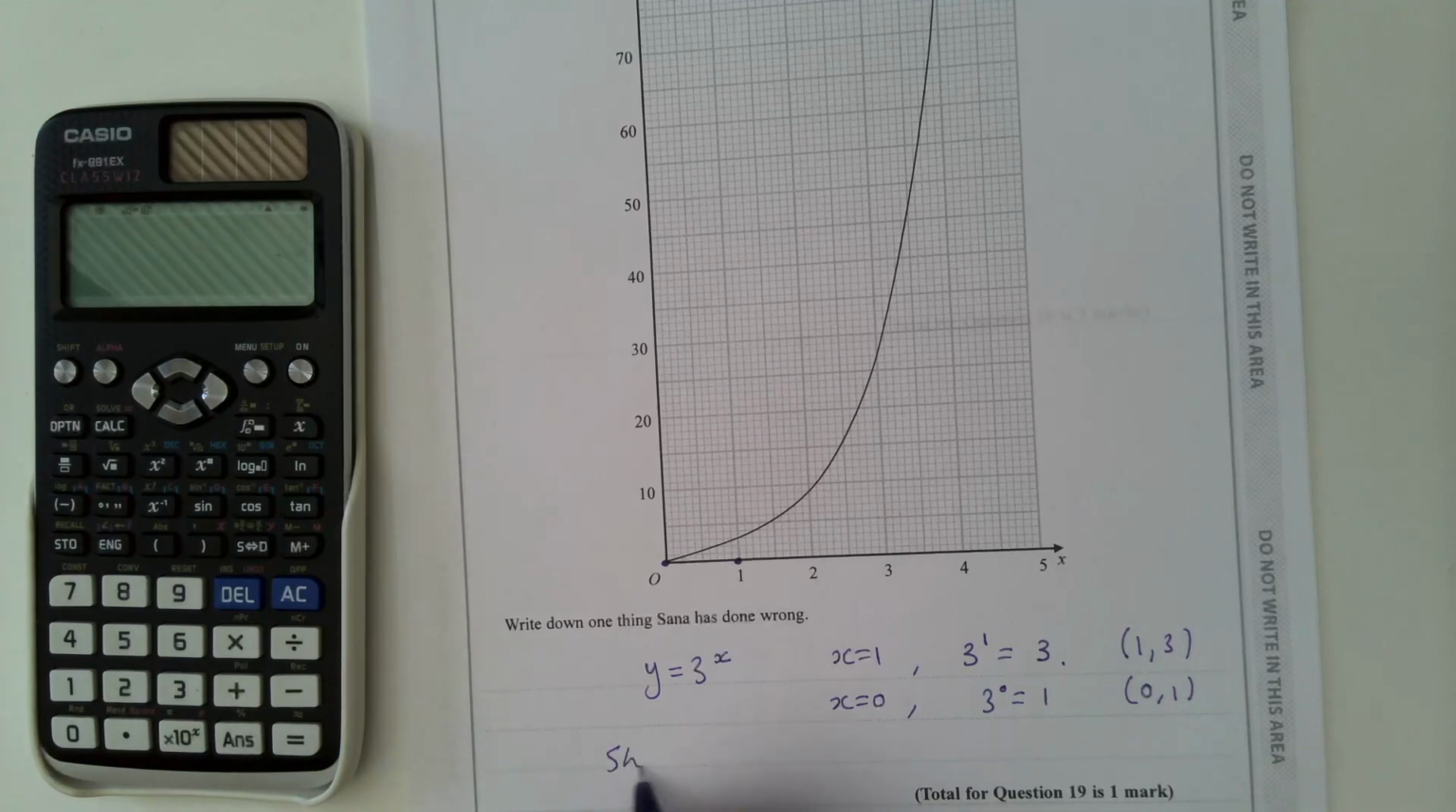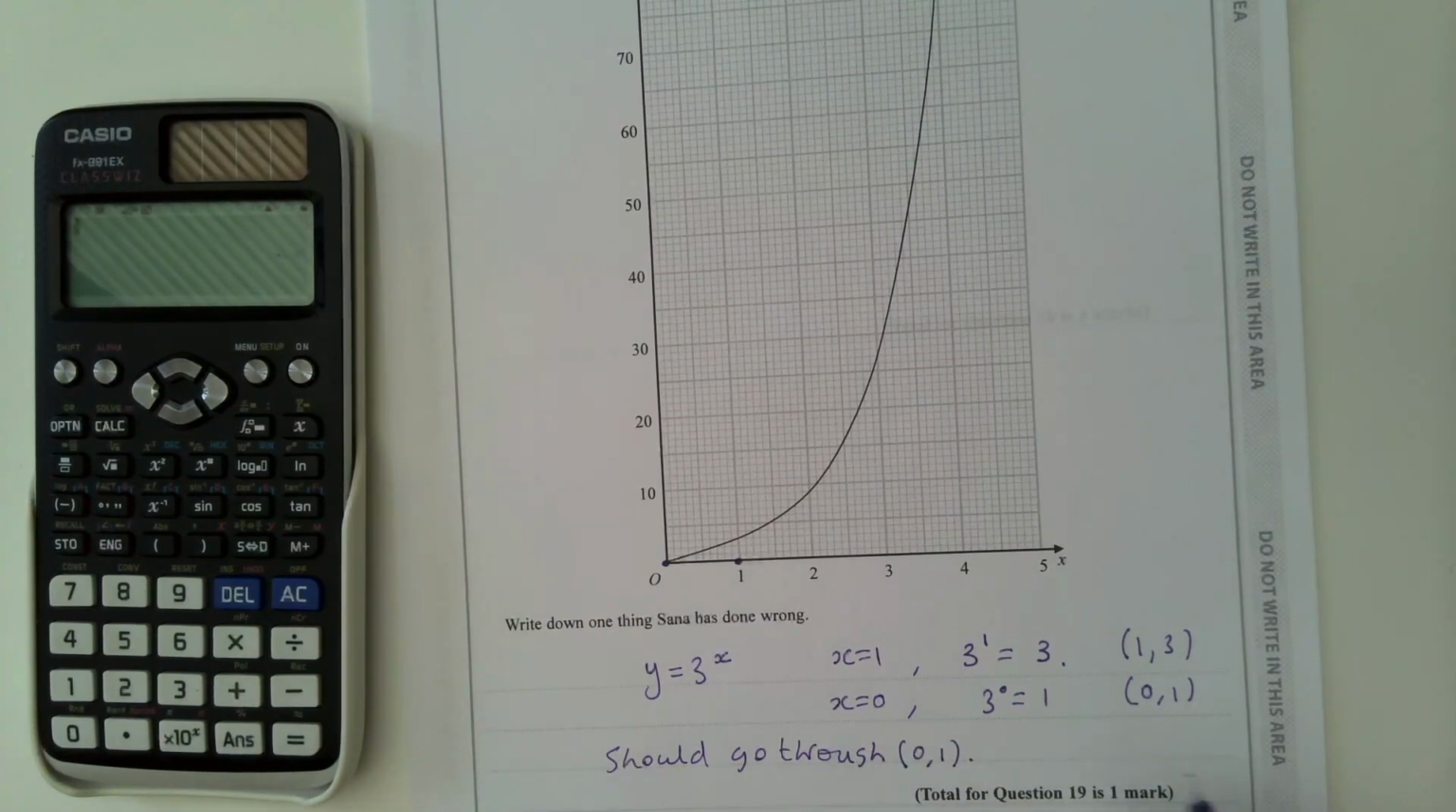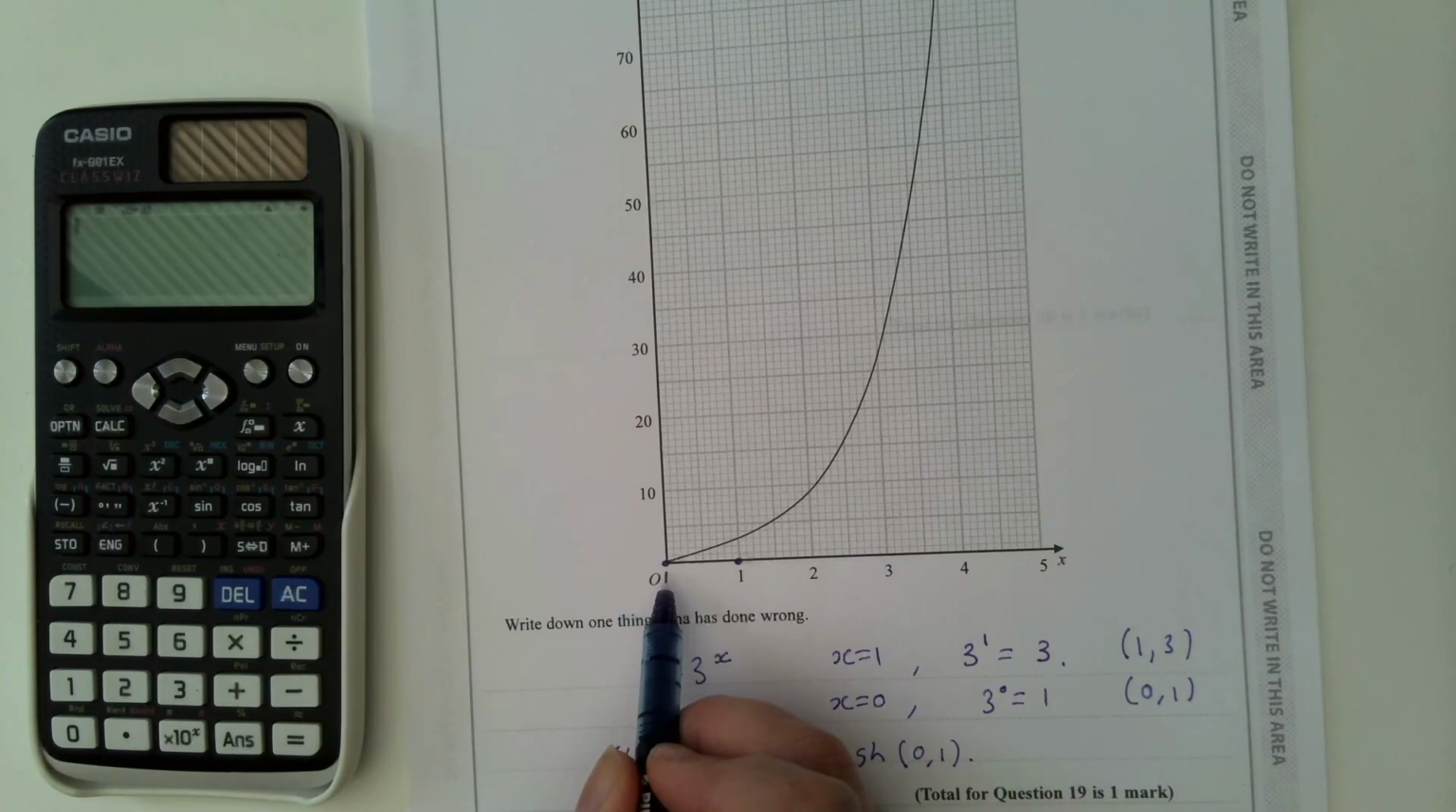I'm going to say it should go through 0, 1, and it clearly isn't because it's gone through 0, 0.